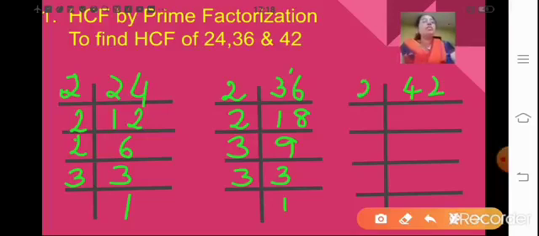Now 42, again it is divisible by 2, 2 twenty-ones are 42. 21, yes, it is divisible by 3, 3 sevens are 21. 7 is a prime number, so it cannot be divided by any other number except the number itself. So 7 ones are 7. Now what are the prime factors? Of all the three numbers, you got the prime factors.